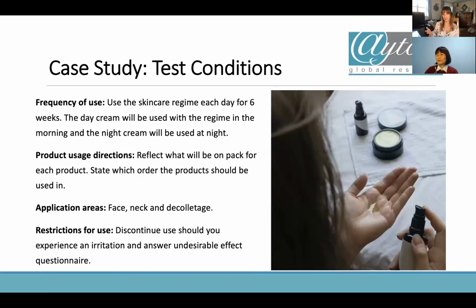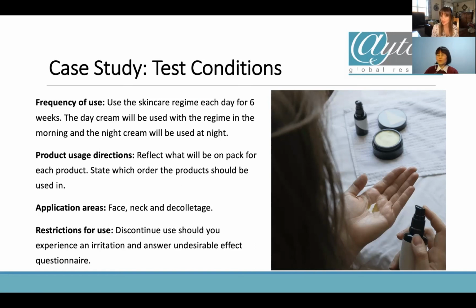So what were the test conditions? As I said, we're going to send this out to those consumers and they need to use it exactly how they would use it if they were to purchase it off the shelves. So we need to make sure they have some instructions that are going to reflect what that is, but also make sure that they know when to go and answer those questionnaires and everything like that as well. So basically the frequency was for 6 weeks, to use the regime every day. Obviously, our day cream is used in the morning, night cream is used at night, and the rest are used to reflect the conditions of what they would actually use them.